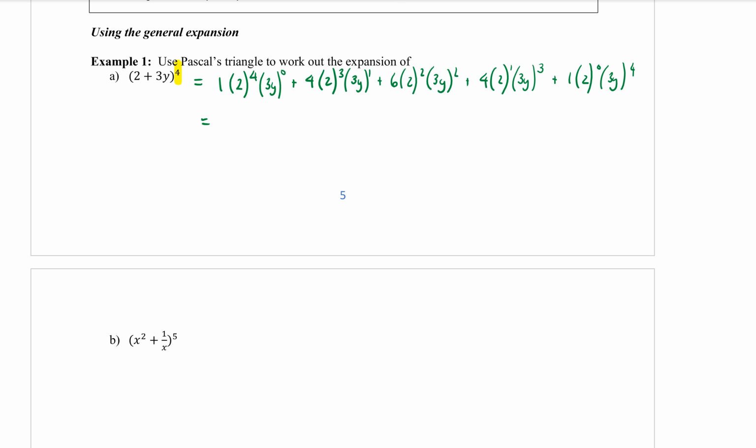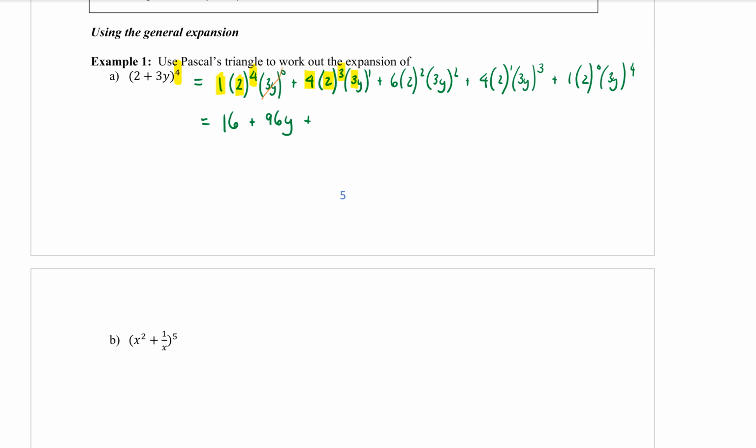So you may want a calculator to help you with this. First of all, I need to work out the numbers. Now in the first one, I have 1 times 2 to the power of 4. The 3y to the power of 0 doesn't do anything. So 2 to the power of 4 is simply 16. So the first term just becomes a 16. In the second term, we have 4 times 2 cubed times 3 to the power of 1. That equals 96. And we have y to the power of 1, or just y.